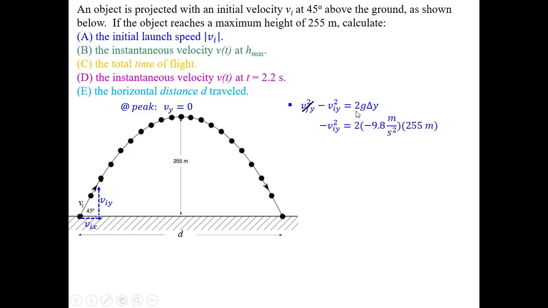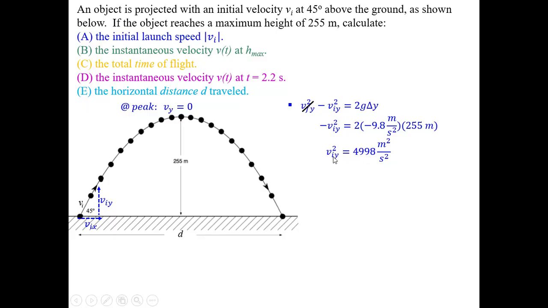Now, I can go ahead and plug in values. G is negative 9.8. Delta Y here is 255 because I want to go from start to peak. You notice here there's a negative sign on the left side and there's also a negative sign on the right side. I'm just going to simplify that. The negative signs will cancel out. So 2 times 9.8 times 255 will give you 4,998.